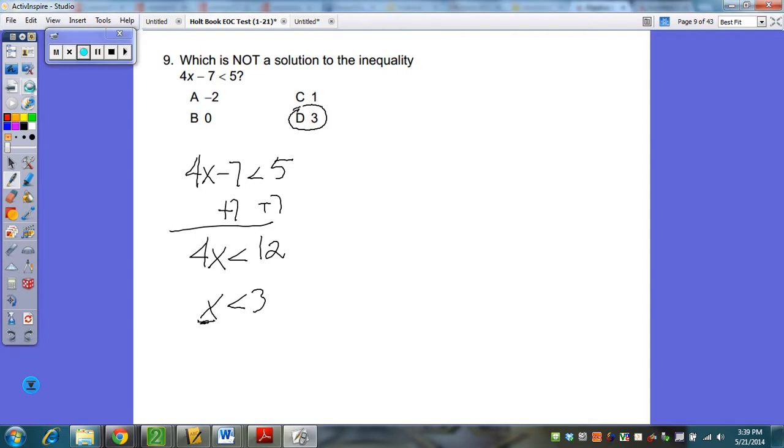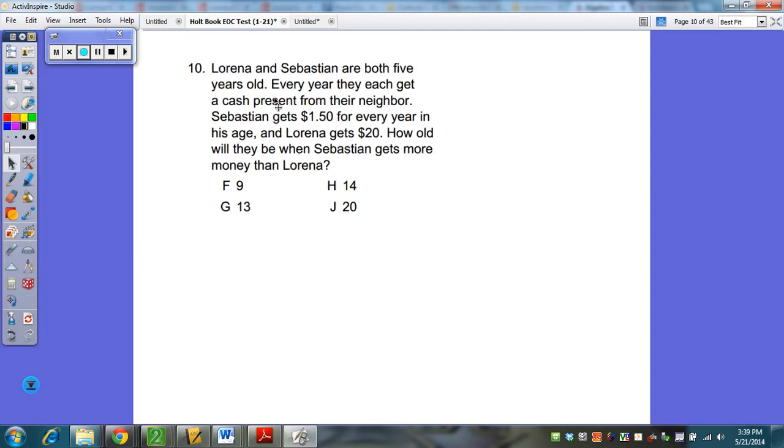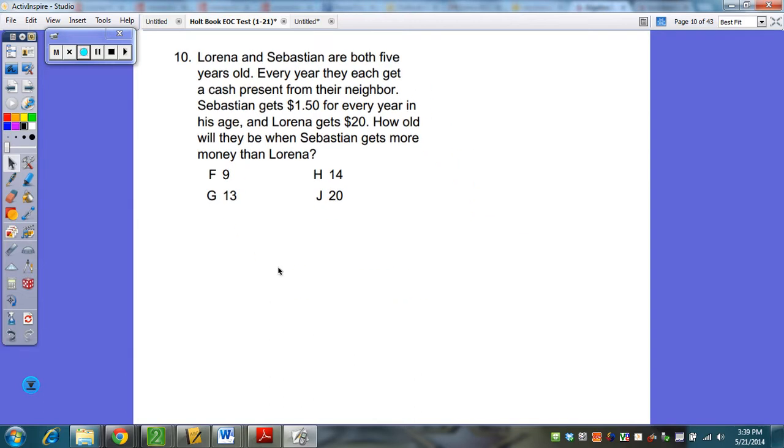Okay, so next, number 10. Number 10, we have Lorena and Sebastian are both 5 years old. Every year, they each get a cash present from their neighbor. Sebastian gets $1.50 for every year in his age, and Lorena gets $20. How old will they be when Sebastian gets more money than Lorena?